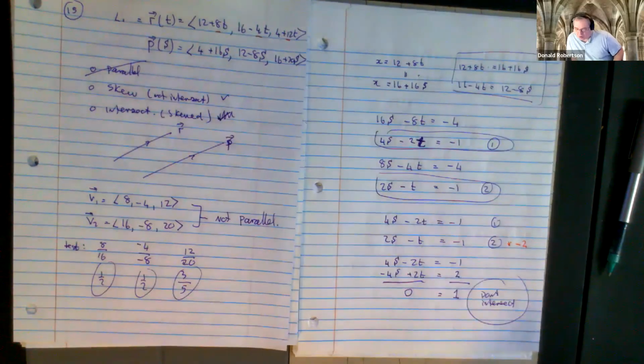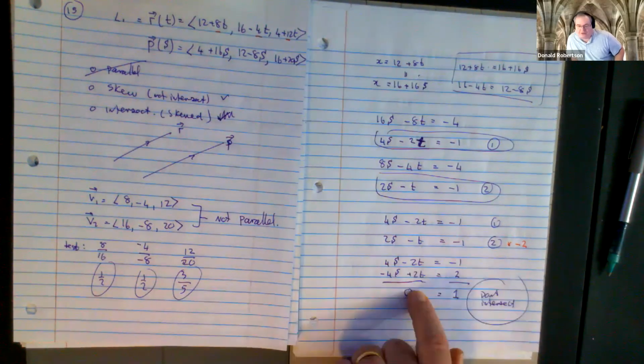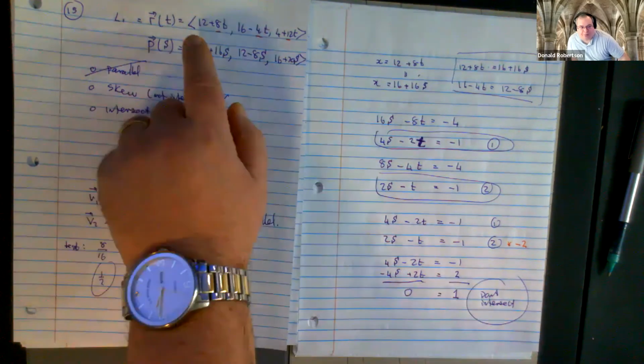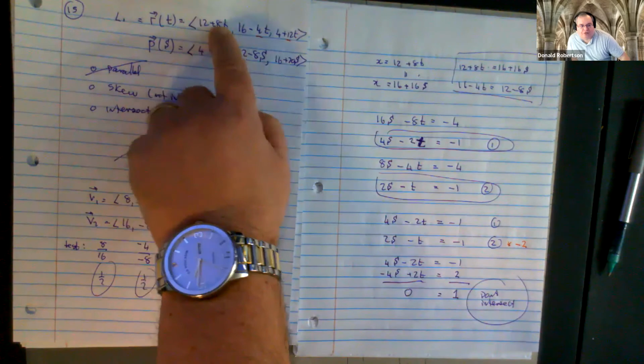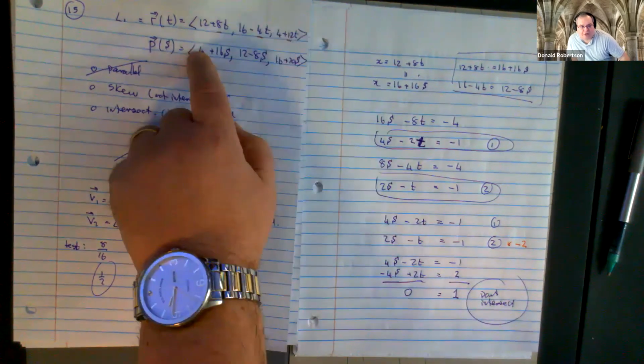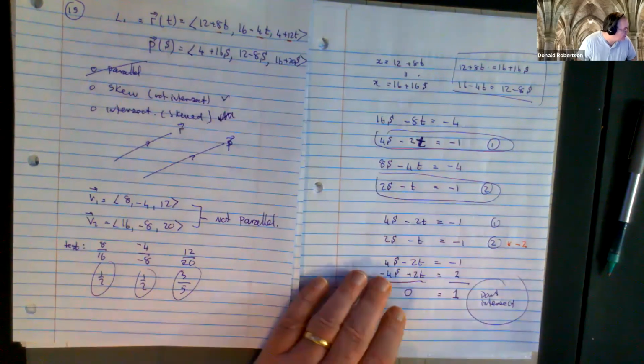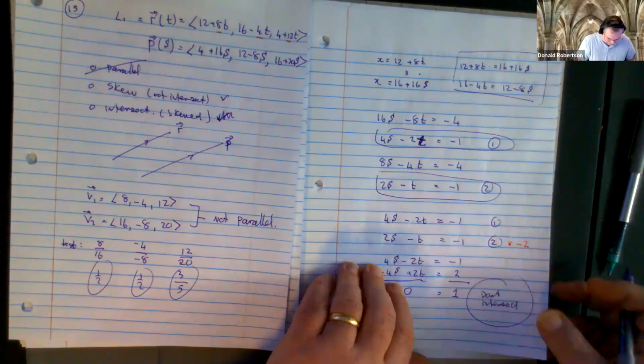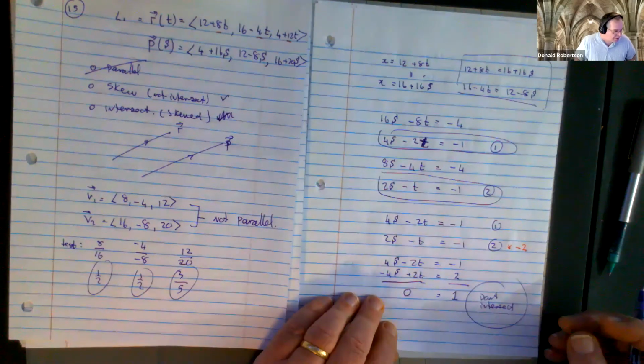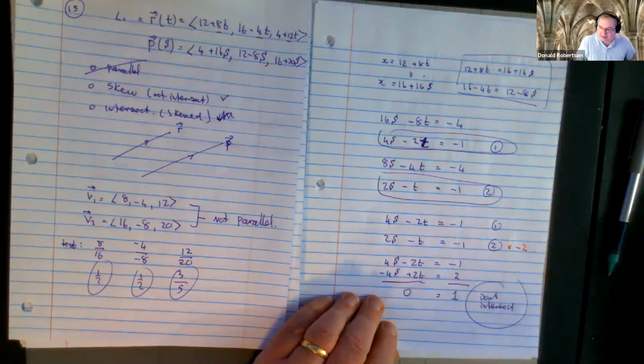So even if this works, it doesn't mean that they intersect. You have to do that final step of plugging in the t that's the solution and the s at the solution and see if they match up. There's a good chance they will, but they may not. Okay, how are we with that?